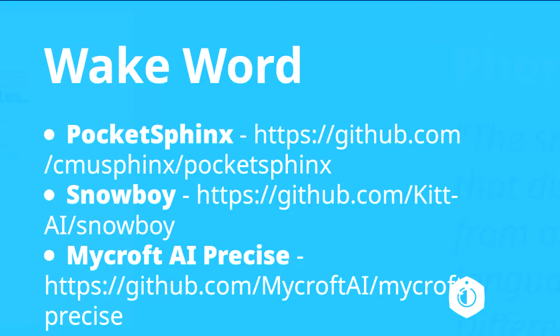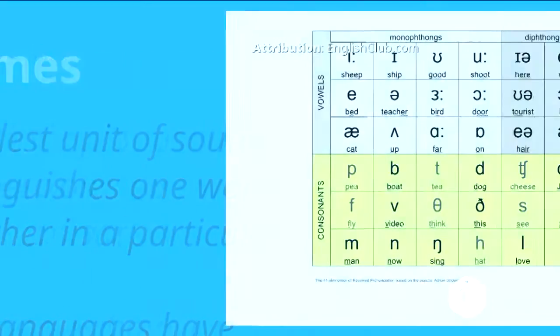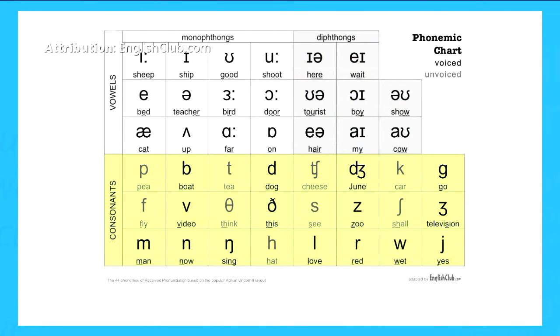What is a phoneme? Thank you. I'm so glad you asked. A phoneme is the smallest unit of sound that distinguishes one word from another in a particular language. Different languages have different phonemes. My first degree was in languages, so I love this stuff. So the next question you're going to have is, what are all the phonemes in the English language?